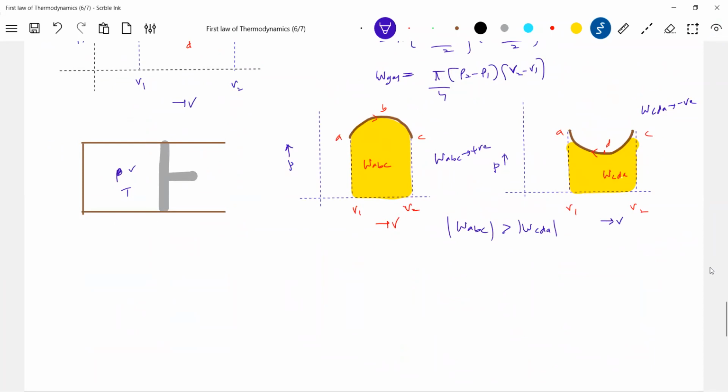So for a clockwise cyclic process, what are the conclusions? Delta U for clockwise.